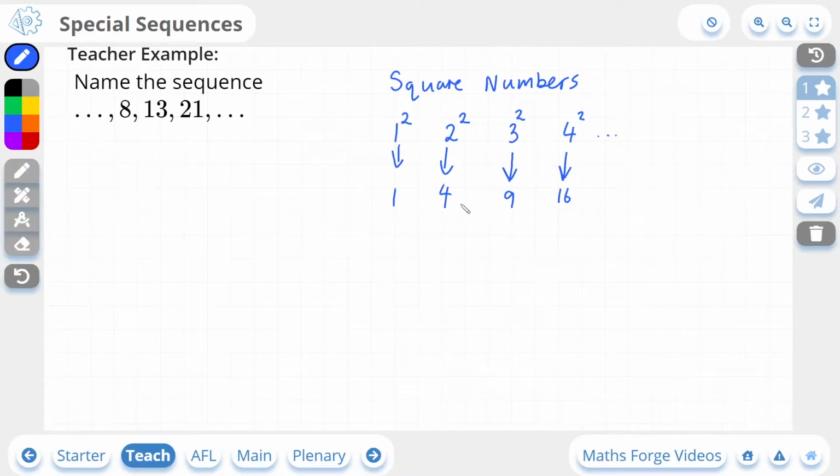Now, if you're dealing with a sequence that has square numbers, you can identify this by trying to square root the terms in your sequence. If you square root a term in the sequence and you end up getting a whole number, then the chances are that you are dealing with the square numbers.